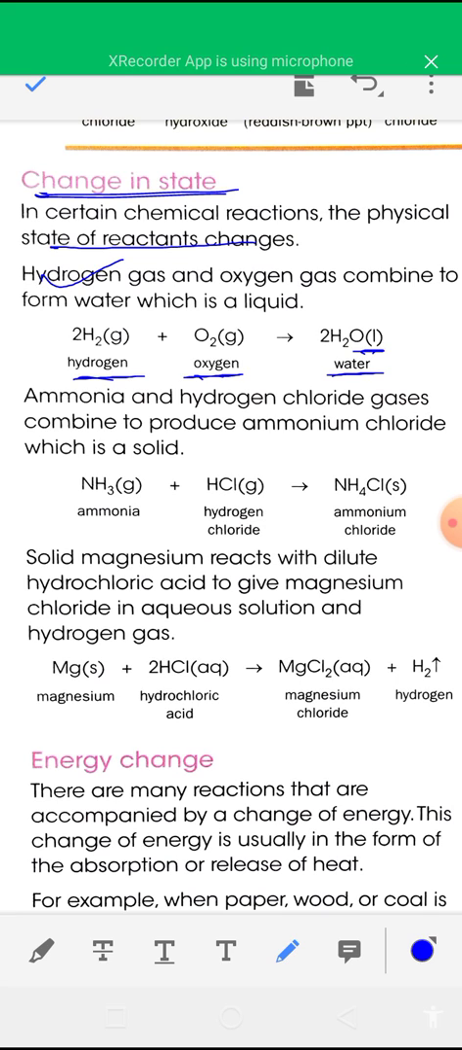One more example. When ammonia gas reacts with hydrogen chloride gas, it will produce ammonium chloride, which is a solid. So by combination of two gases in this reaction, a solid, ammonium chloride, is formed. Dense white fumes of ammonium chloride are formed when ammonia is reacted with hydrogen chloride gas. Ammonia gas plus hydrogen chloride gas, that is HCl: NH3 plus HCl gives NH4Cl.